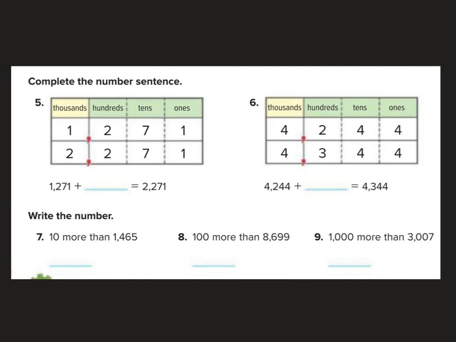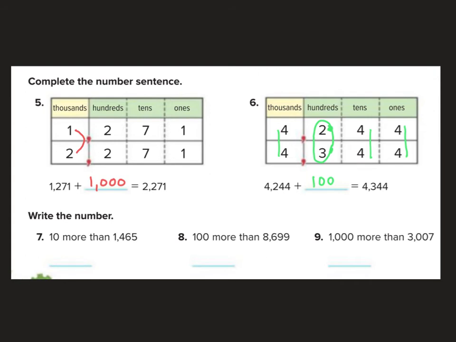Okay, let's do some complete the number sentences. 1,271 went to, look at this, 2,271. So I went from 1,000 to 2,000, which means I added 1,000. Now let's look at the next one over here. So I'm noticing 4s are the same. 2 to 3 in the hundreds. That's the same. That's the same. So we went from 200s to 300s. That means we went up by 100.